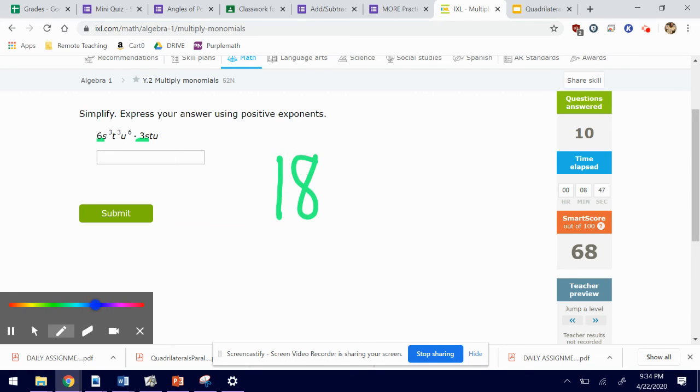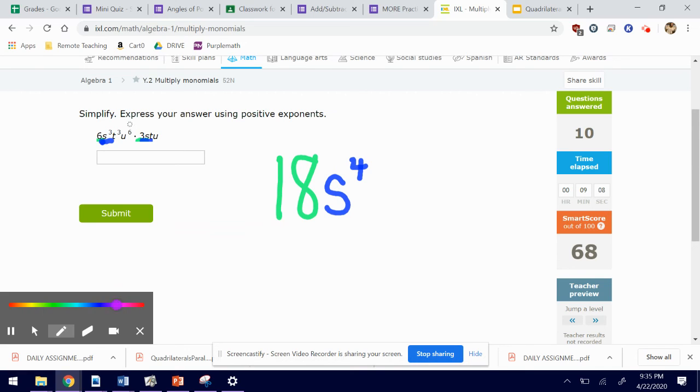Okay, then I'm going to worry about my first variable, which in this case is an s. So right here I have s to the third. Right here I just have s. We know that's to the 1. S to the third times s to the 1. If I added 3 plus 1, I would get 4. So this is going to be s to the 4th.